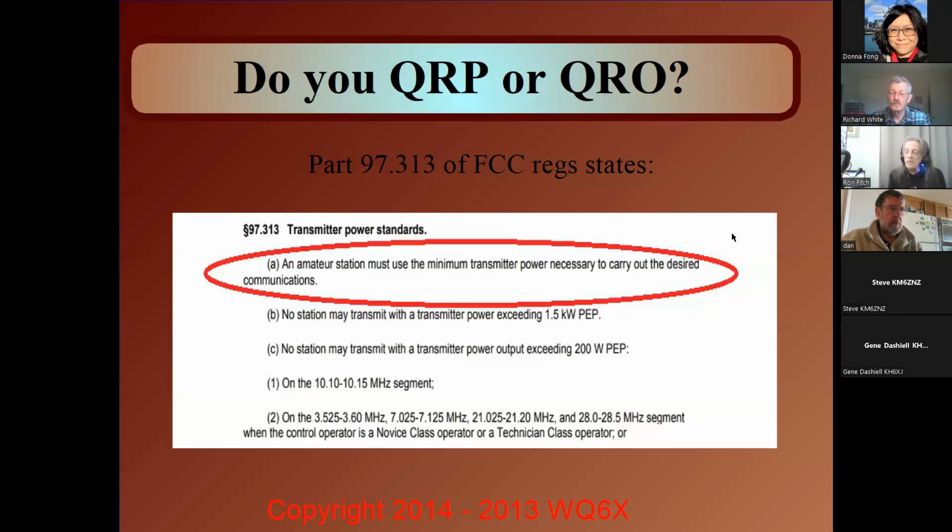What is QRP? QRP power is defined as 5 watts or less. Technically, 10 watts PEP. In a lot of radio contests, they have 3 categories. They have high power, which is anything over 100 watts. They have a low power, which is 100 watts all the way down to 5 watts. And then they have a third category, QRP power, 5 watts or less.